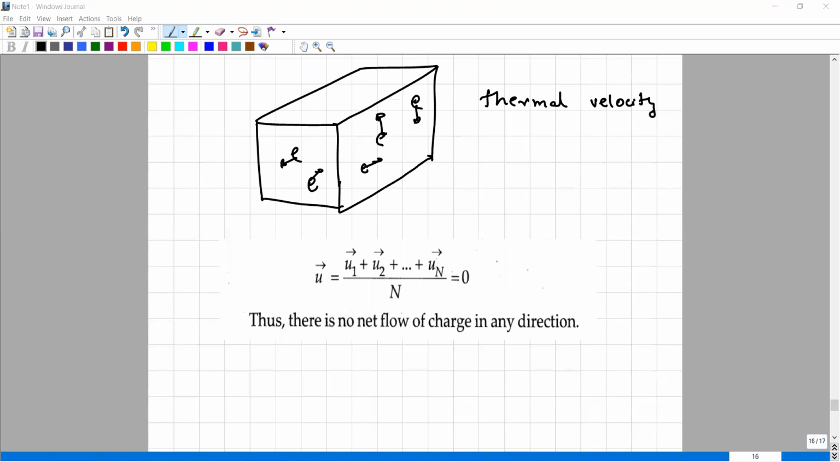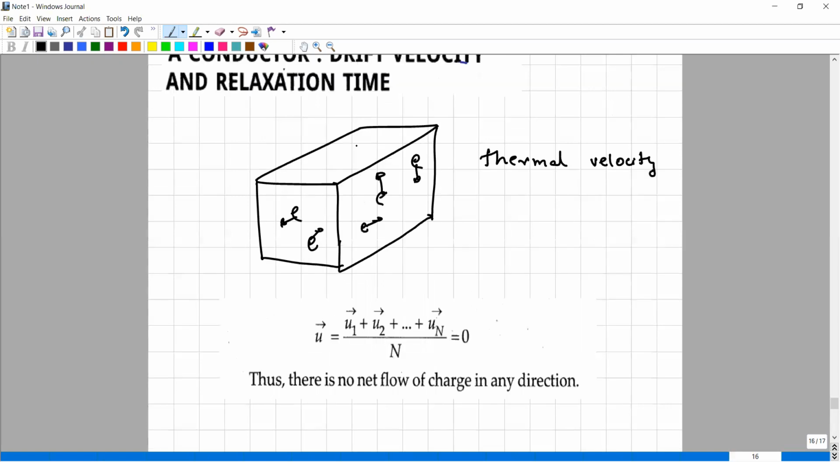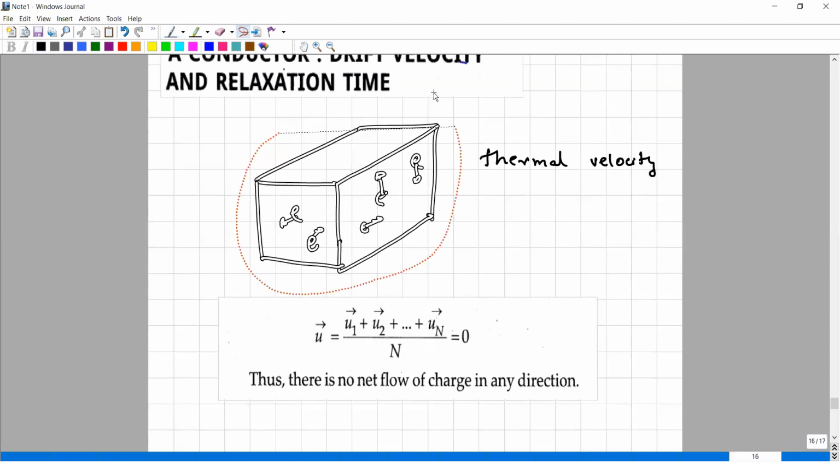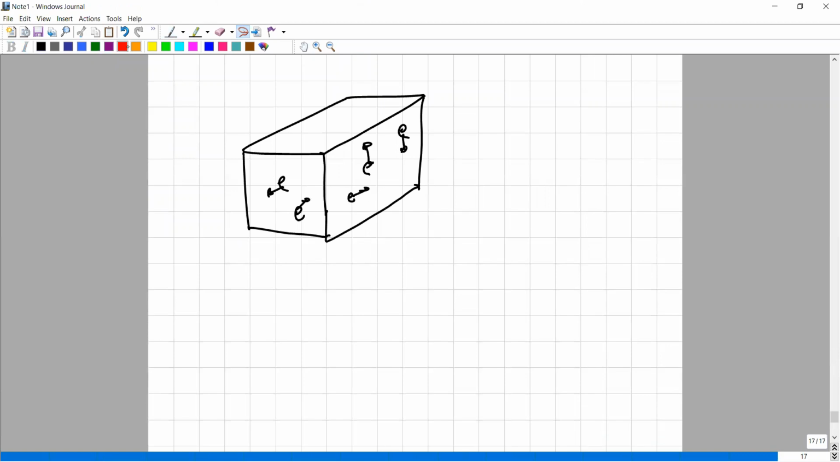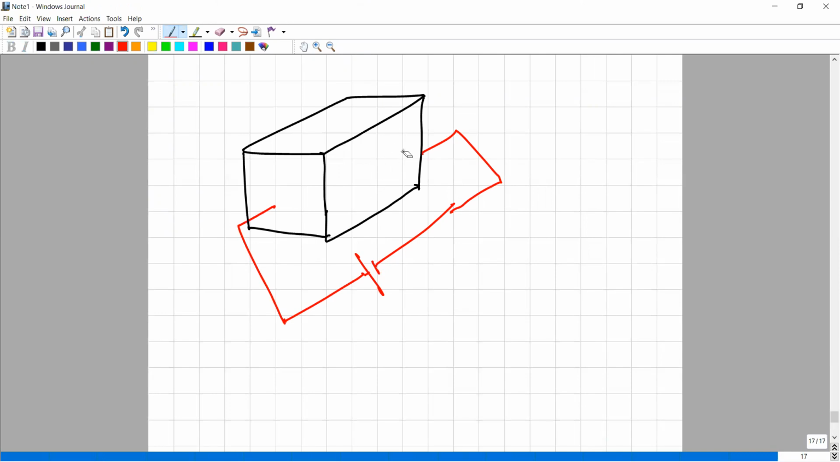Now if you apply an electric field, let's say you pick up this conductor and apply an electric field on it. How do you apply an electric field? You just put a potential difference across it. So when you put a potential difference across it, what will happen? Because of this potential difference, there will be an electric field set up within the conductor. This electric field will be in this direction.